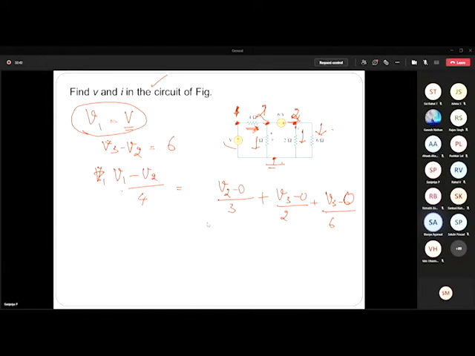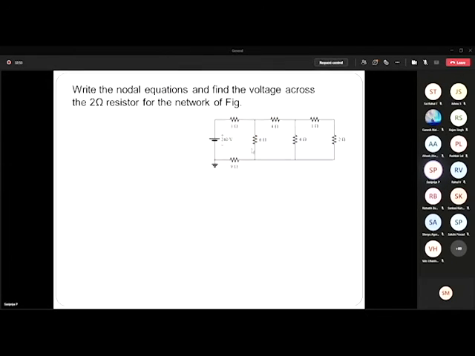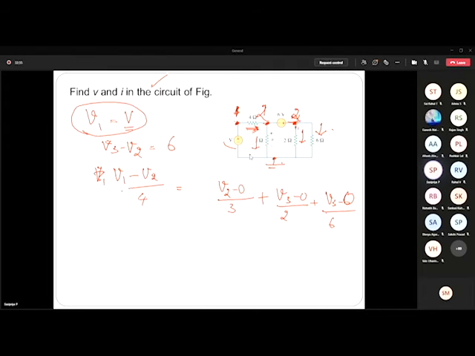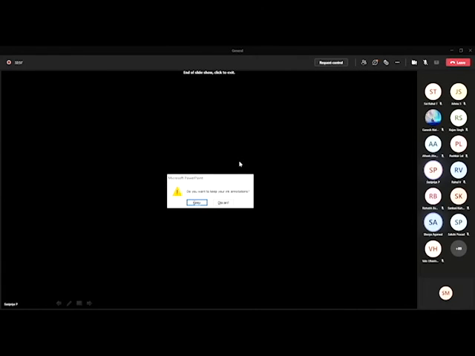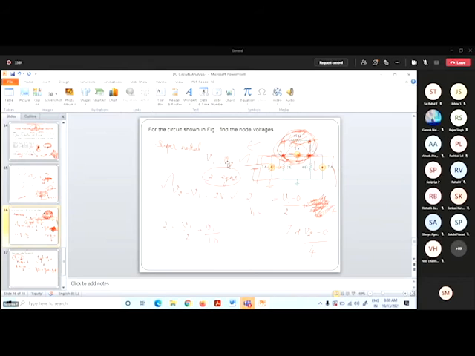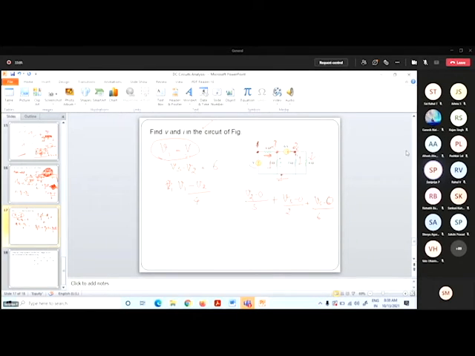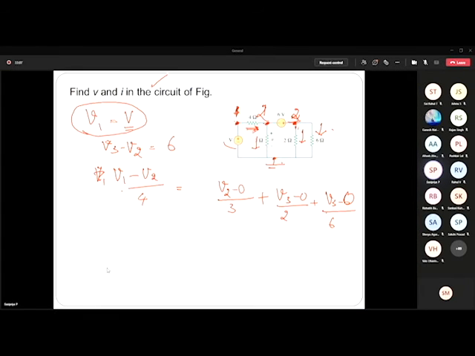No, ma'am, what if we apply KVL in one of the loops and then find the value of capital V? So you apply KVL here and try to solve this, and you find the value of V. That's what you're trying to say? Yes, ma'am, in the outermost loop. Is this the circuit? Yes, this is the circuit. Okay, so that is one method.